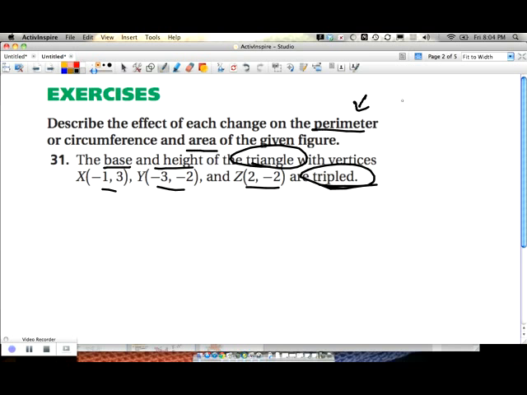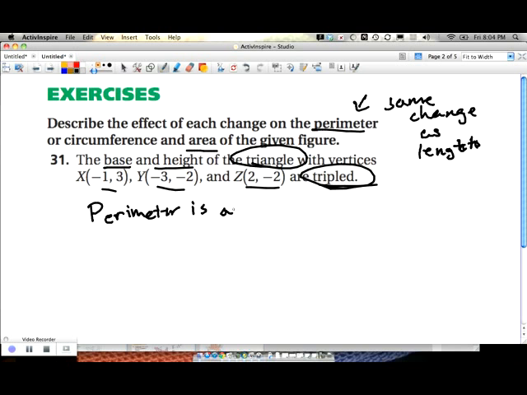Well, perimeter is going to have the same change as lengths. So if the lengths are tripled, then the perimeter is also tripled. But let's look at the area, because that's one that's kind of interesting.